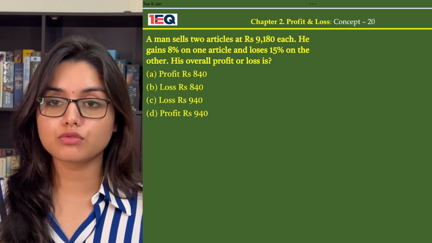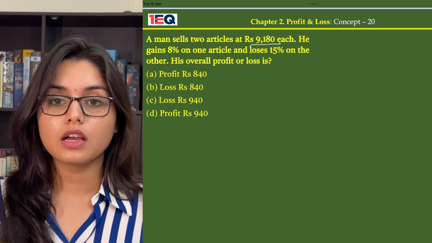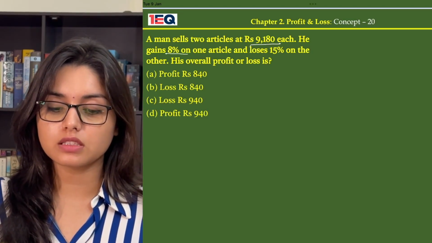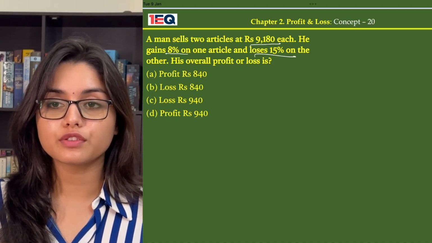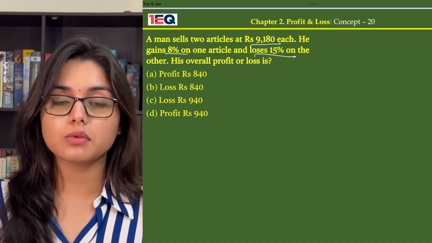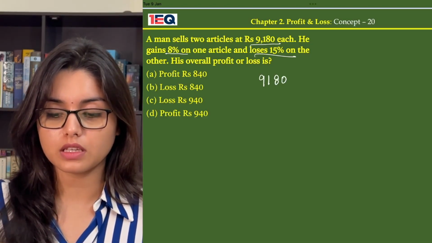A man sells 2 articles at rupees 9,180 each. He gains 8% on one article and loses 15% on the other. His overall profit or loss is. So in this question, a man sells 2 articles at the same price, that is 9180.